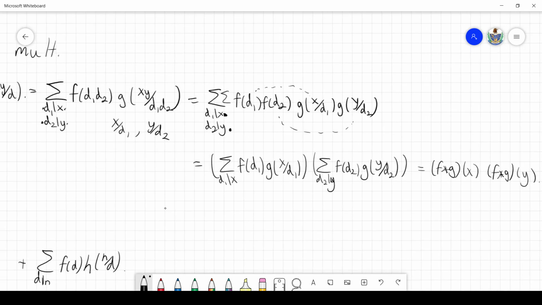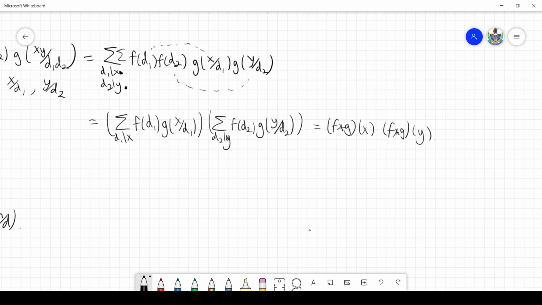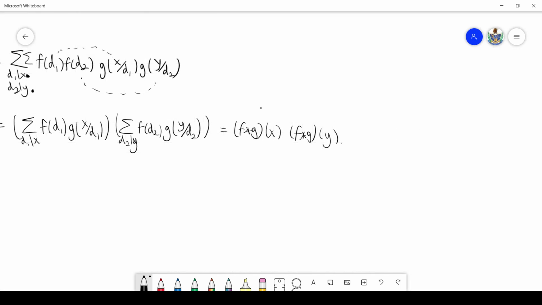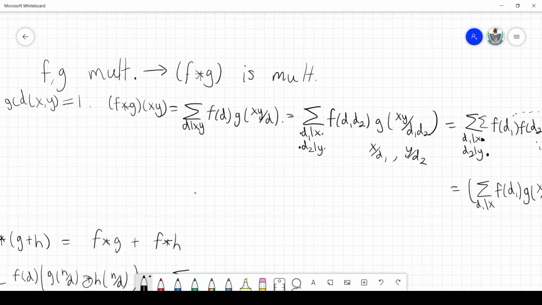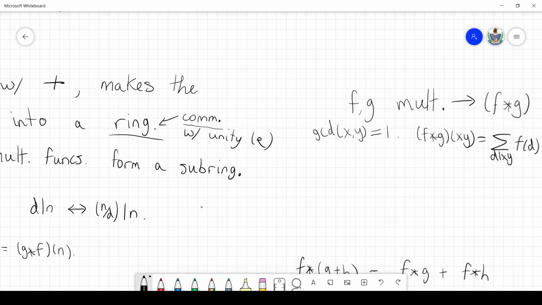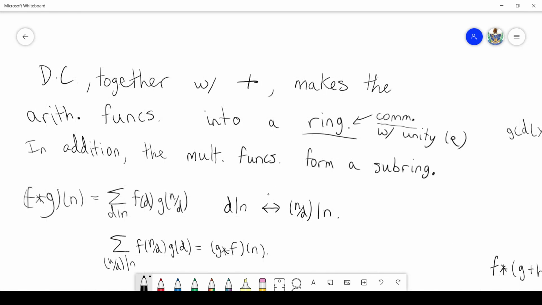So f convolute g is multiplicative because we started with evaluating at x times y, and then we ended up with evaluated at x times evaluated at y. So this means that the multiplicative functions do in fact form a subring of the arithmetic functions.